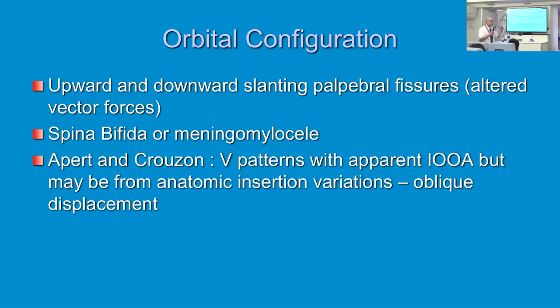And we found that they had an upward slanting of the lateral palpebral fissure on each side, and they often had A and B patterns. So we thought that the orbital variation might be a cause of the muscle problem, the extraocular muscle problem.